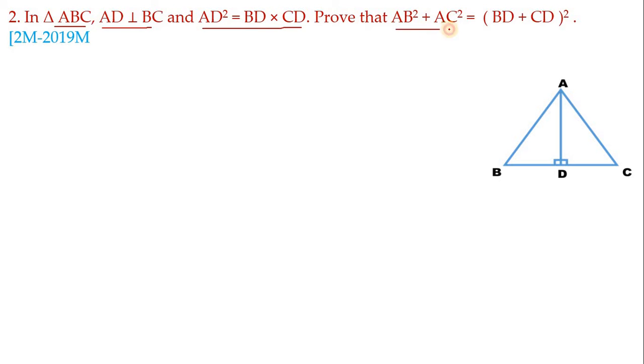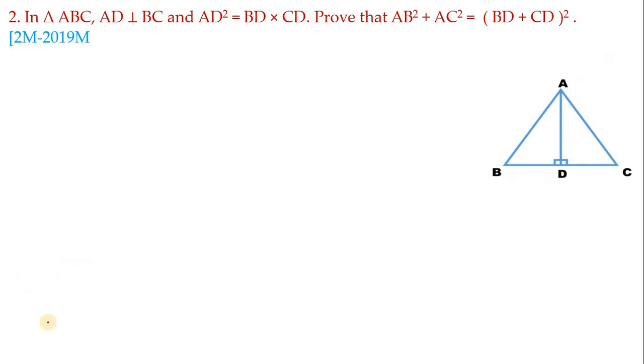Prove that AB square plus AC square is equals to BD plus CD whole square. 2 mark question asked in the year 2019 March. So this is the given figure, children, and understand the problem. Here there is a triangle ABC and AD is perpendicular to BC. This is a perpendicular to the side BC, and this is a given thing, AD square is equals to BD into CD, means the product of BD and CD.